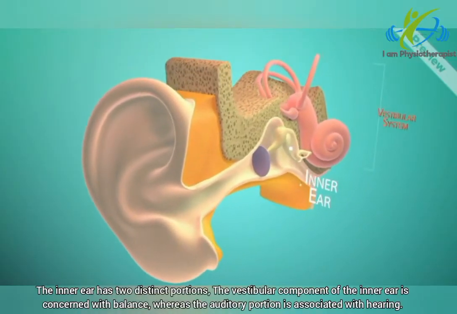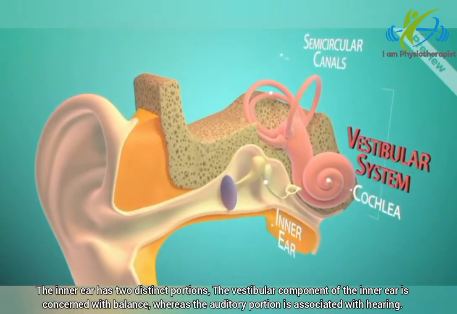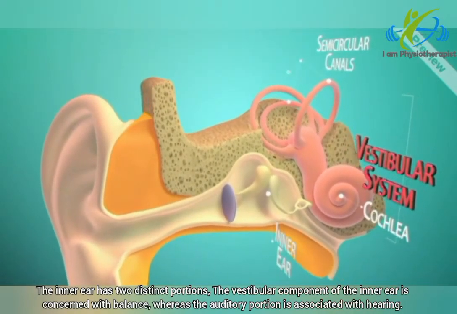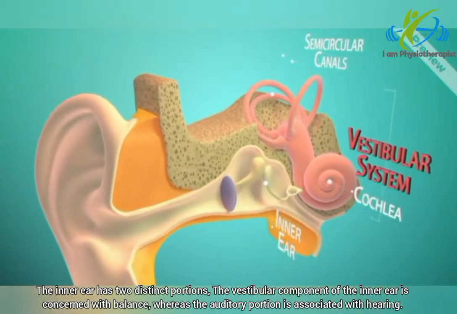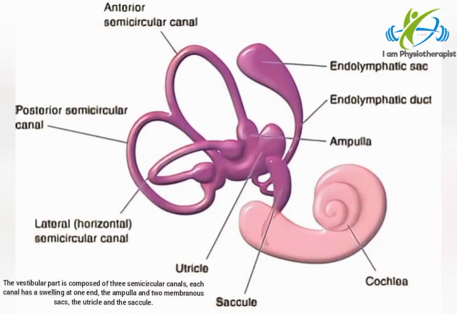The inner ear has two distinct portions. The vestibular component of the inner ear is concerned with balance, whereas the auditory portion is associated with hearing. The vestibular part is composed of three semicircular canals. Each canal has a swelling at one end, the ampulla, and there are two membranous sacs, the utricle and the saccule.